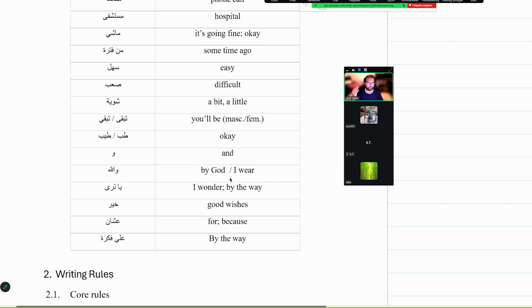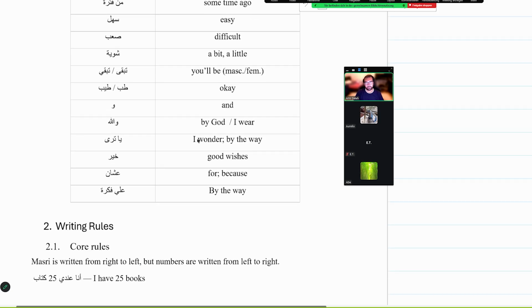By God, I swear, Wallahi. I know people who speak English, for example, or German, who think it's called Wallah, which exists in some dialects, but in Masri it's going to be Wallahi. There's an E at the end. Yata is I wonder. Good wishes, khair, for, because, عشان, and by the way, على فكرة.